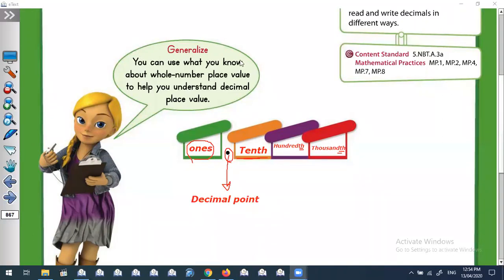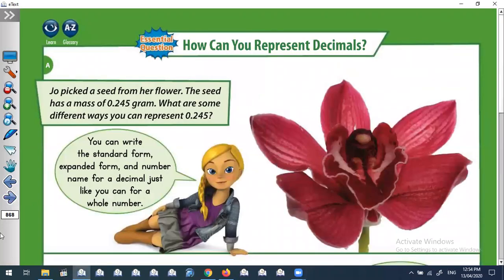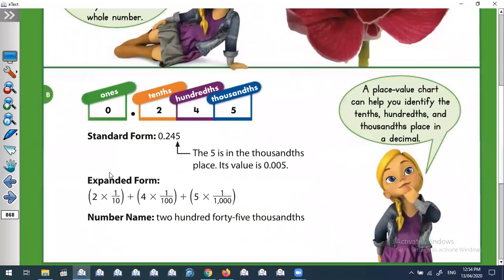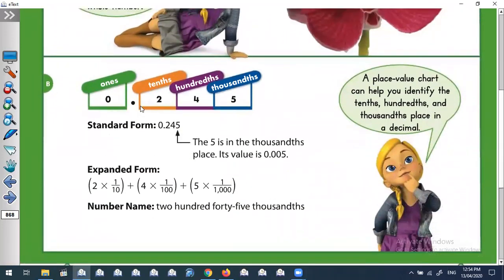Let's start our exercise to understand this rule well. Here, this decimal point. The first number is ones. First number to the right, tenth, hundredth, thousandth.